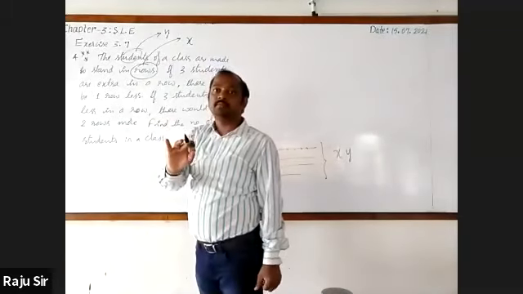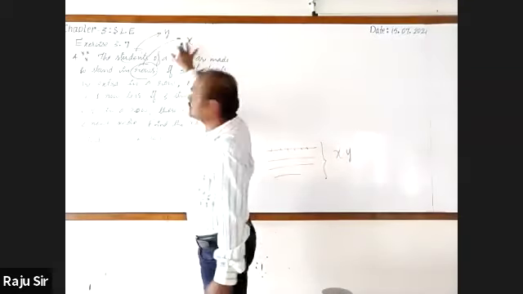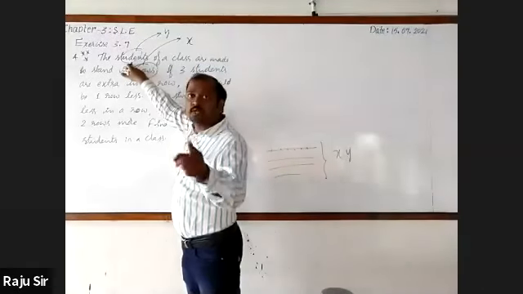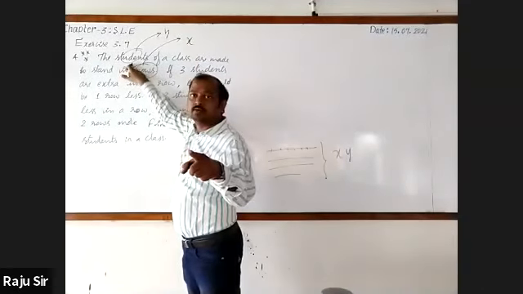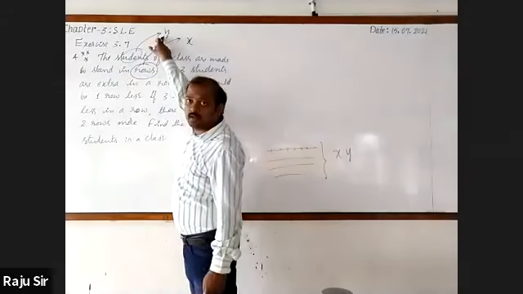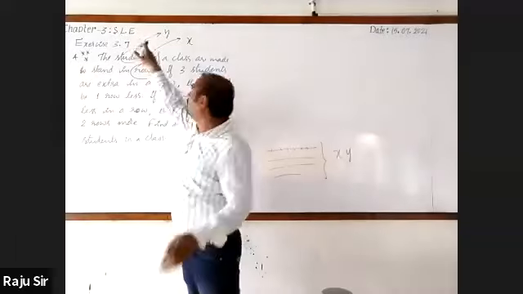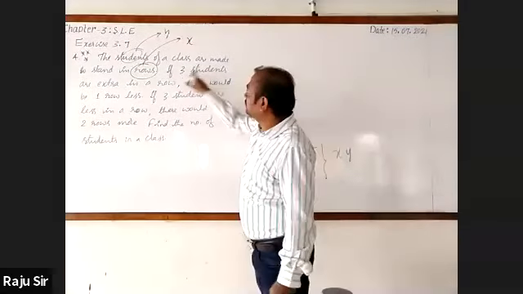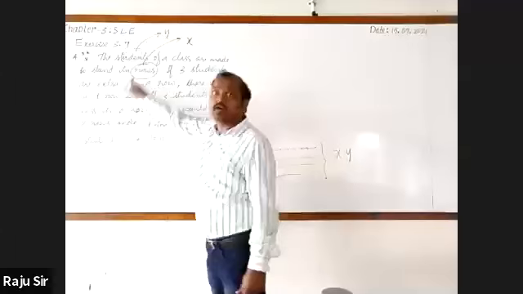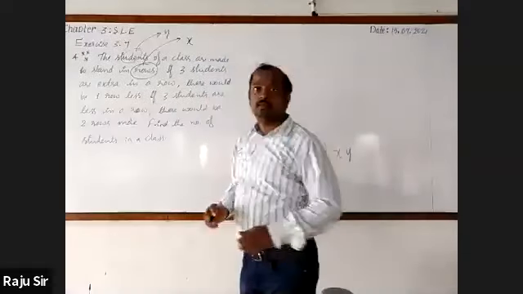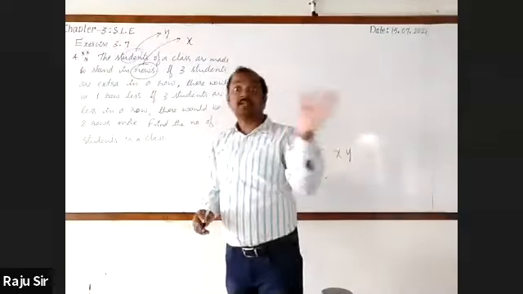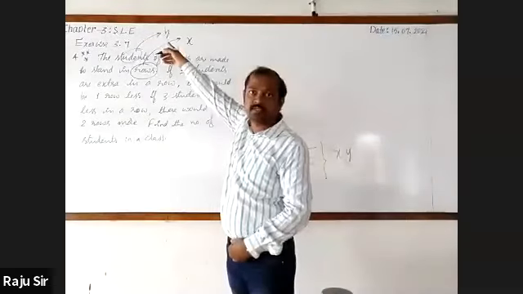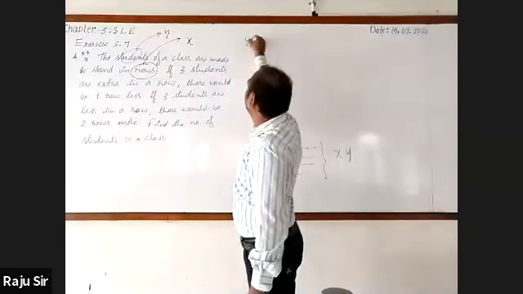Let me clarify, look. Rows is X. Next, number of students in each row is Y. Next, if 3 students are extra in a row, it is Y plus 3, sir.